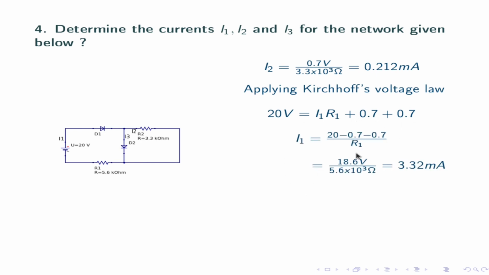From that, I1 is equal to 20 minus 0.7 minus 0.7 by R1. R1 is 5.6 kilo ohm. Therefore, I1 is equal to 3.32 milliampere. And we know that I1 is equal to I2 plus I3. Therefore, I3 is equal to I1 minus I2, and it is 3.108 milliampere.